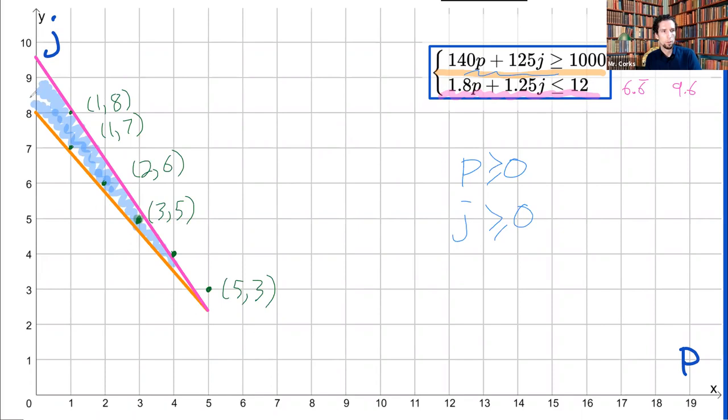And maybe (0, 9). (0, 9) and (0, 8). (0, 8) also. So 8 is right at the limit. It's the intercept there, but it is included. So let's erase these ones.